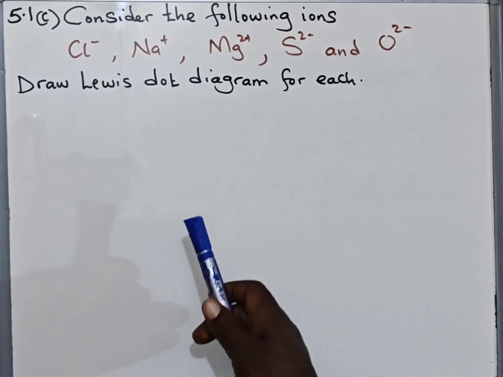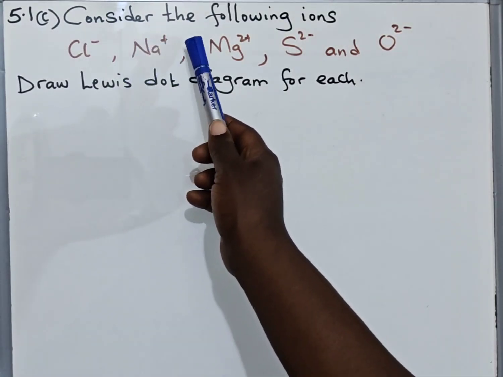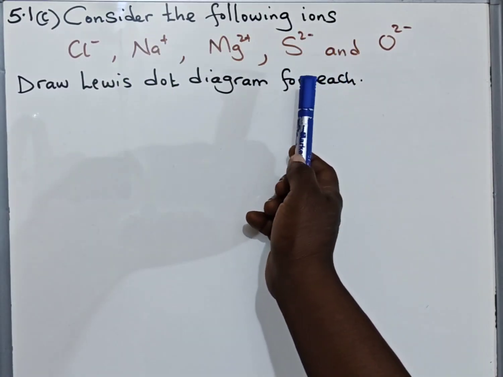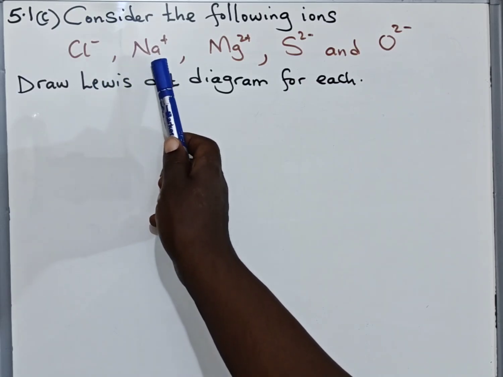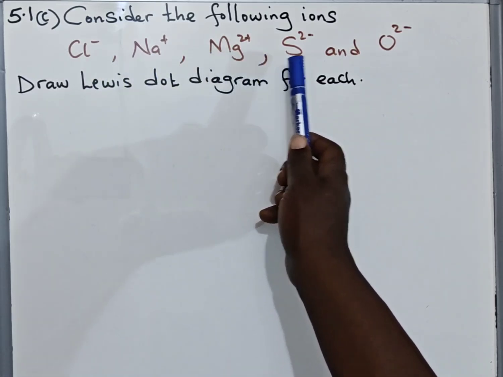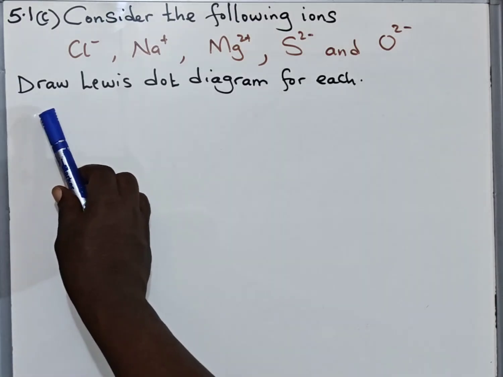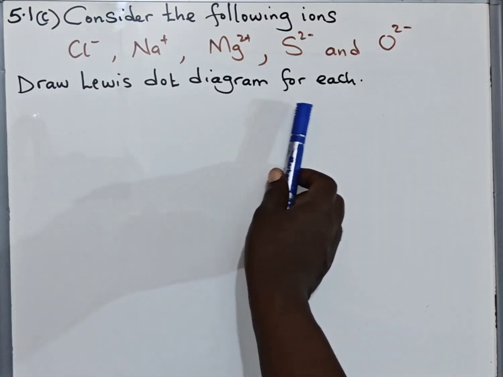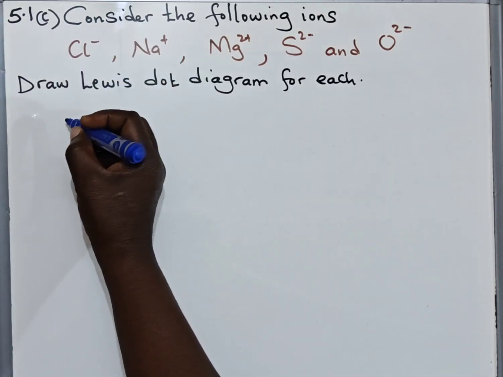Then we come to this question. It says, consider the following ions. So these are the ions, the chloride ions, sodium ions, magnesium ions, and the rest. And they said draw Lewis dot diagram for each. Let us start with chloride ion.